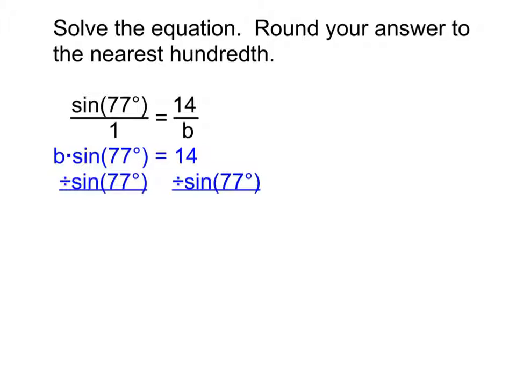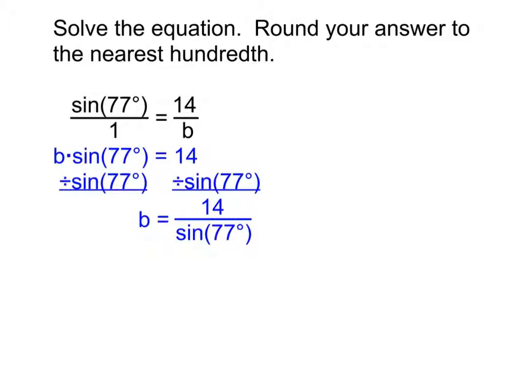Now when we do that, on the left side, that's going to have the effect of canceling out those sine of 77 degrees because I'm dividing it by itself. The whole point of doing that is that it goes away. On the right side though, how do I do 14 divided by sine of 77? Literally, I make it 14 over, which of course means divided by, sine of 77 degrees. I just write it as a fraction.